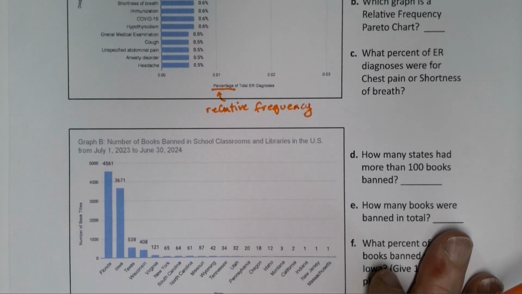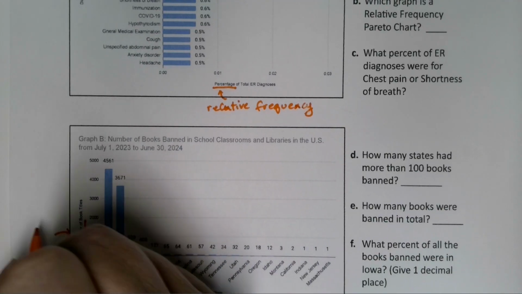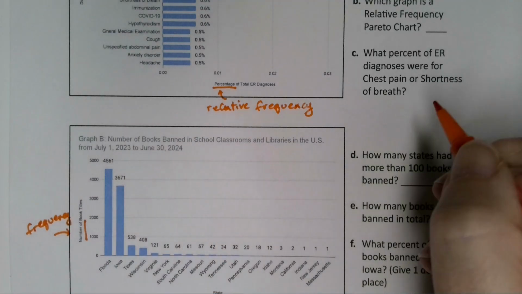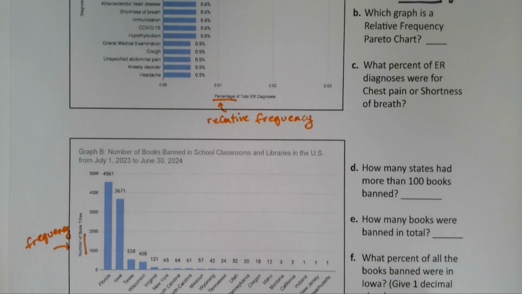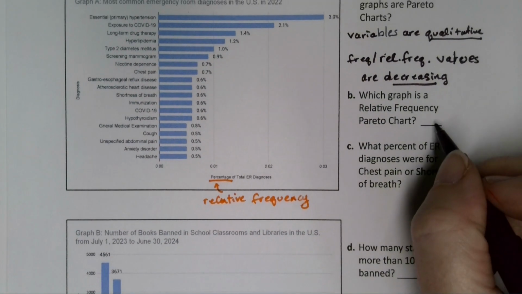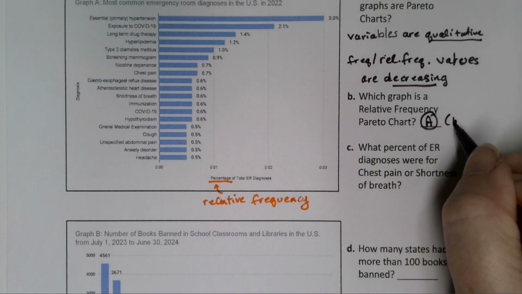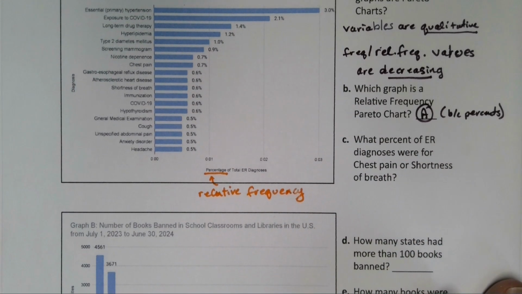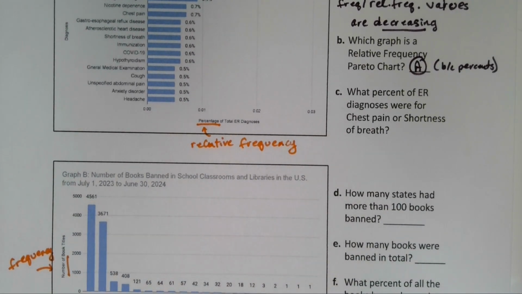Okay, now what about this one? Well, this is number of. These are whole numbers. This is obviously frequency, in case you're interested. Okay, so which graph is the graph that's a relative frequency Pareto chart? They're both Pareto charts because they go in descending order and they're qualitative, but the relative frequency one is A. And you can tell because it's percents, right? Again, won't always be. They can be decimals as well. It's just common for a graph to have percents written.